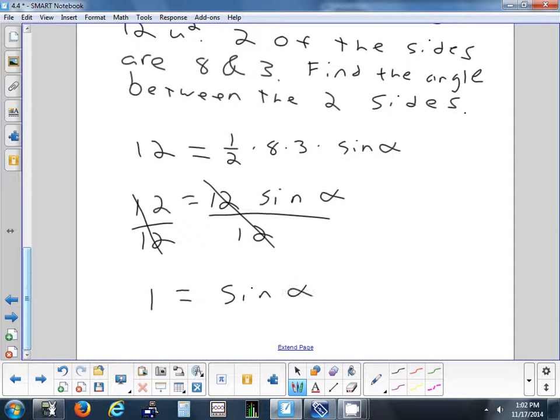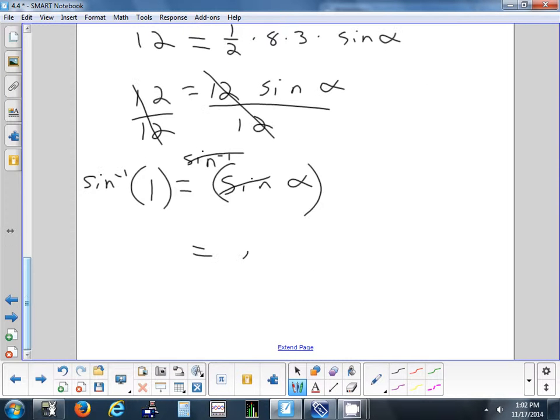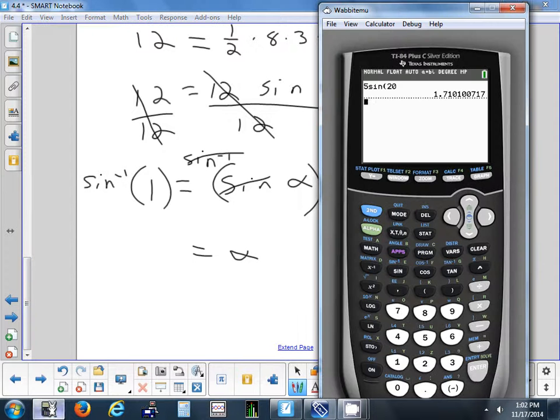sine alpha, but we don't want sine alpha, we want alpha. So take the inverse sine on each side. Take the inverse sine of 1. Okay, what happens when you take the inverse sine of the sine? They cancel out. Okay, now we have our angle by itself. So alpha equals inverse sine of 1. And we get a 90. So the angle was 90 degrees.